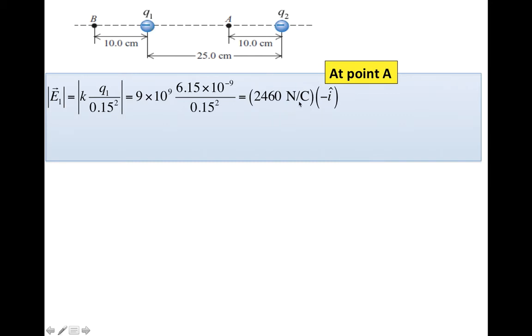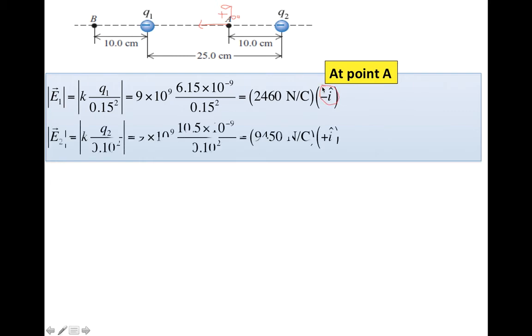So from here, now remember how I calculate the electric field. I calculate the electric field by simply placing a positive test charge here. Since this is negative and this is positive, the direction of the electric field due to point 1 will be this way, and that's what we mean by negative i hat. Similarly, for charge 2, because this is positive, this is negative, so it will be this way. So one of them is this way, and another one this way.